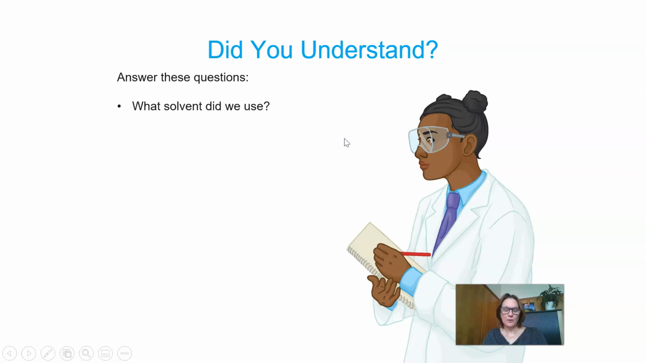What solvent did we use? Scientific terminology, solvent. We used water in this case, but you can also use something like alcohol.